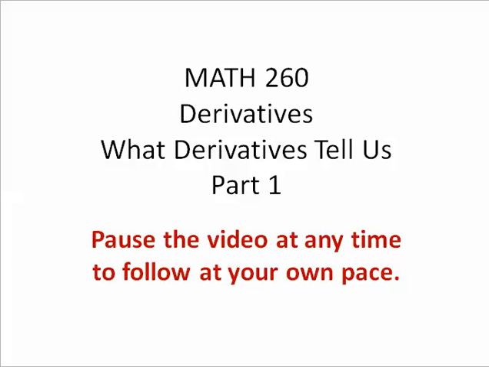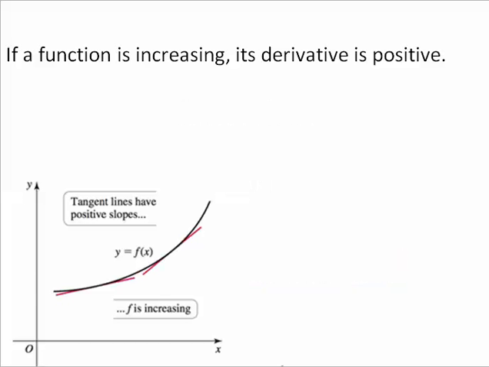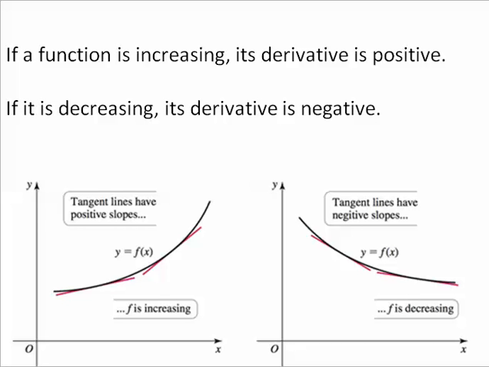What derivatives tell us? Part 1. Derivatives tell us whether a function is increasing or decreasing. If a function is increasing, its derivative is positive. And if a function is decreasing, its derivative is negative. So increasing goes hand in hand with a positive derivative, and decreasing goes hand in hand with a negative derivative.